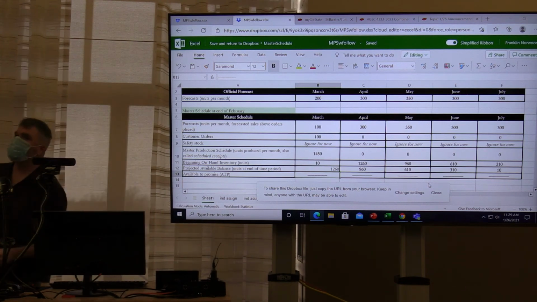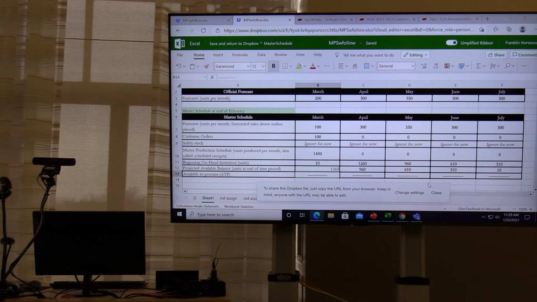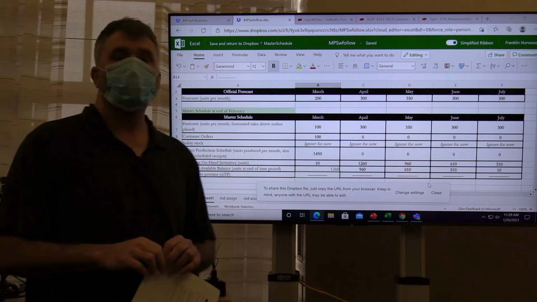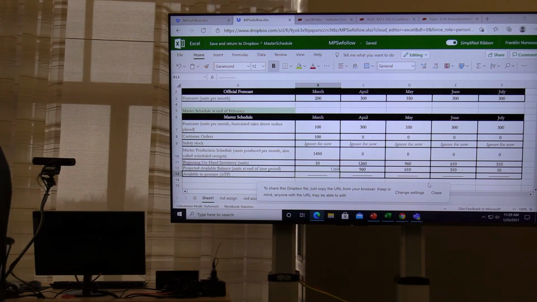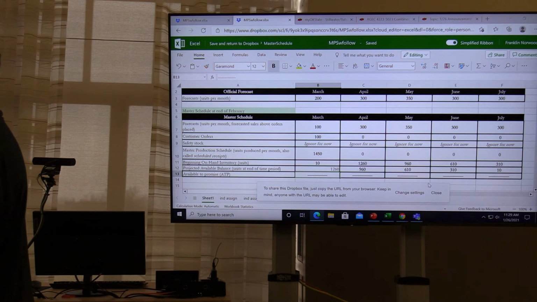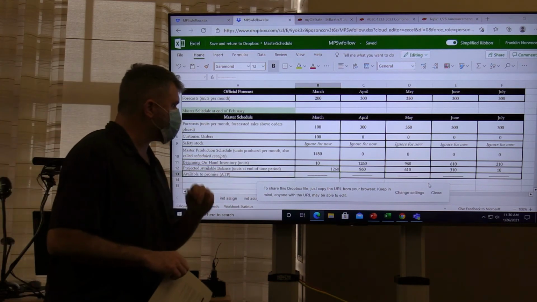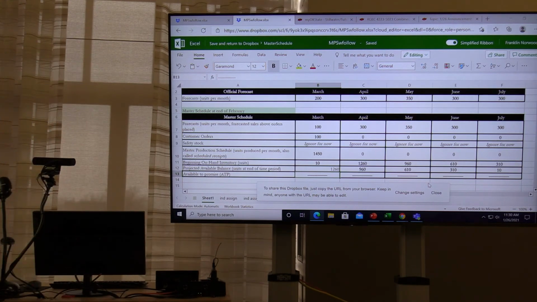Okay, for what months are we going to have an ATP number, available to promise? March. And how did you know that? Yeah, you will always have it, and the reason we don't have it for the other months is because there's no production for the other months. Right. So whenever there's production, we're going to need a number here.